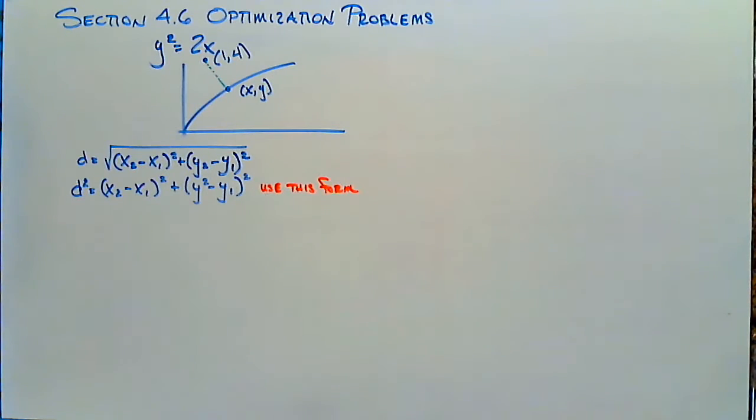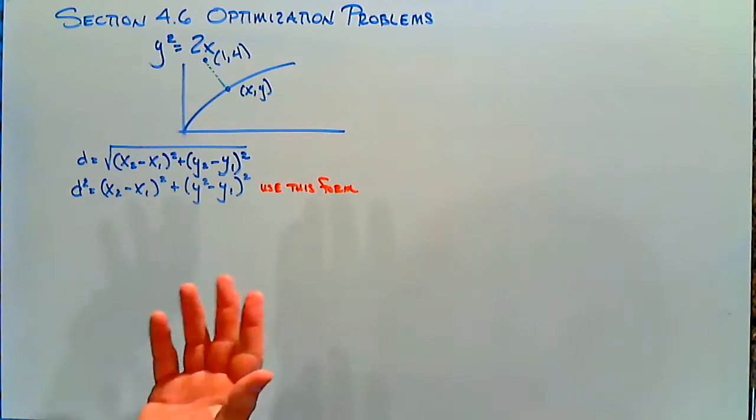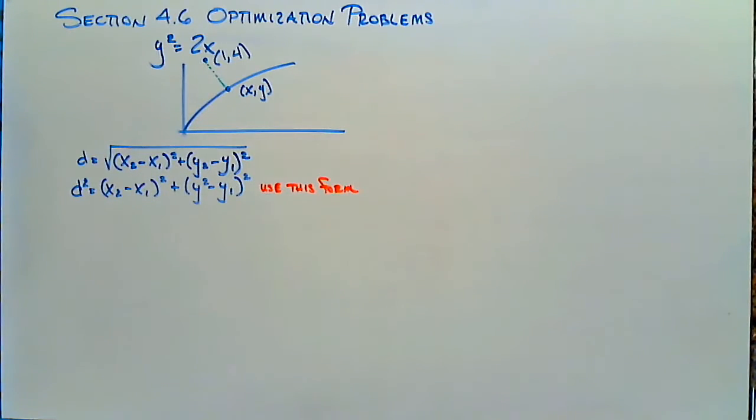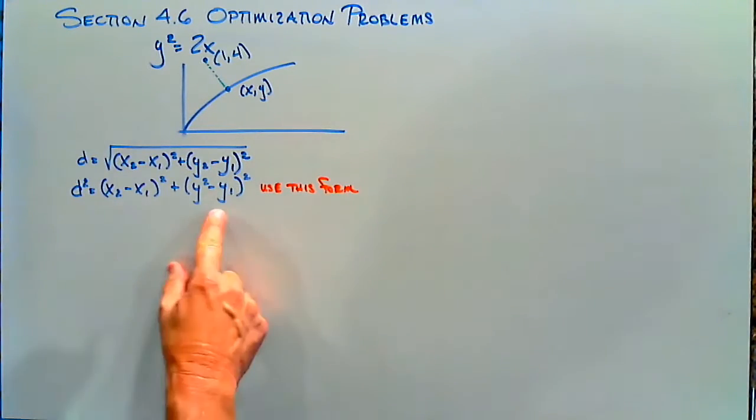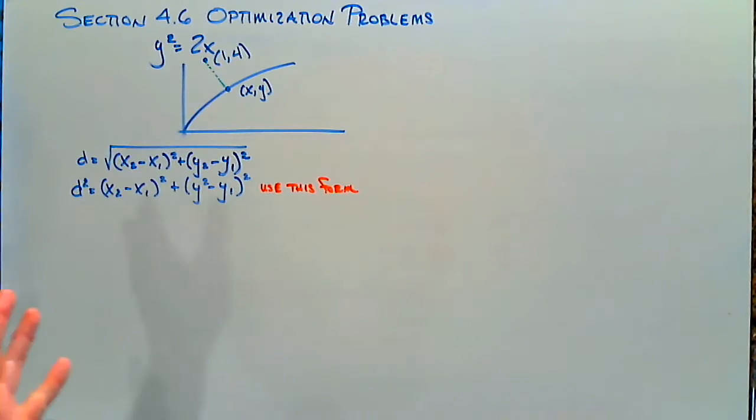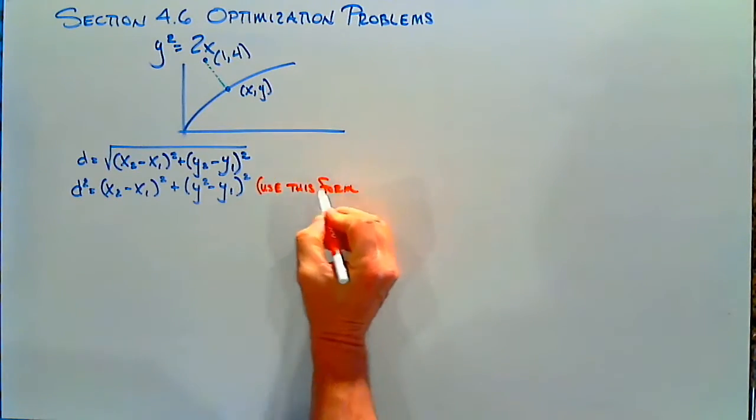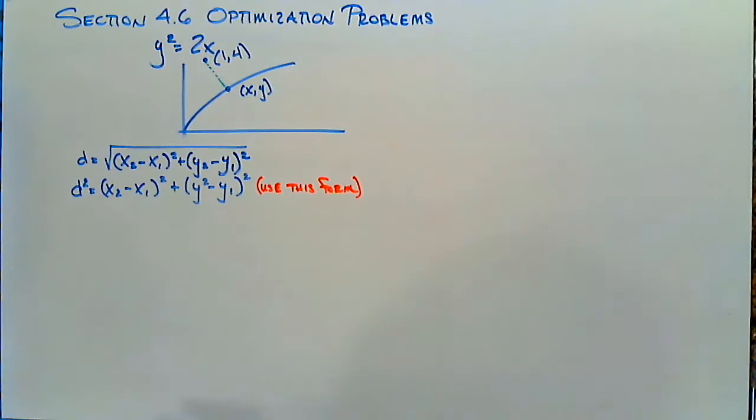The logic allows us to use this version of the formula instead of this version of the formula, which allows us to eliminate the square root, because we know we're going to end up taking the derivative, and we don't want to have to take the derivative with a radical. We would rather take the derivative without a radical. So that's my first hint when doing distance problems with optimization.